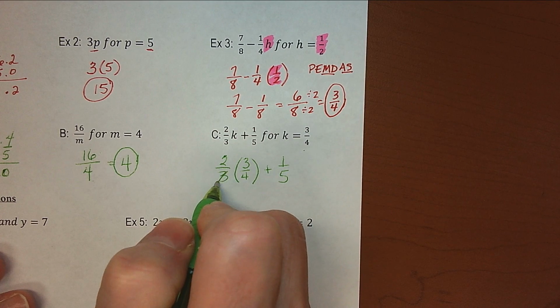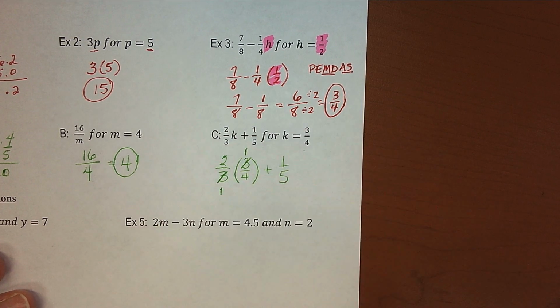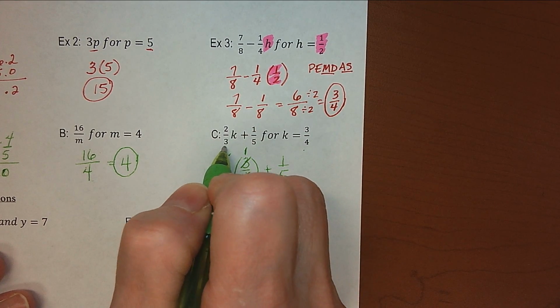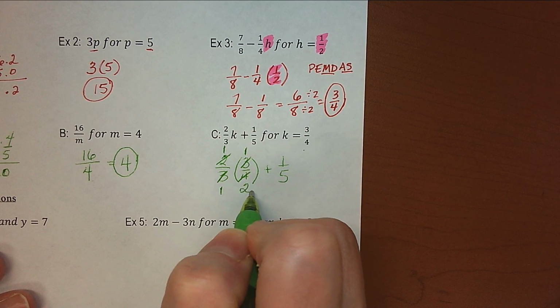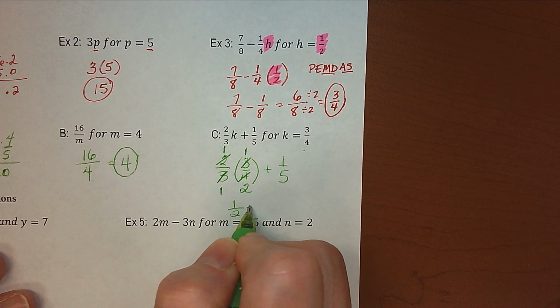I see that 3 and 3 can be simplified. Both of those can be divided by 3. And 2 and 4 can both be divided by 2. 1 times 1 is 1. 1 times 2 is 2. And now I have to add in 1/5.